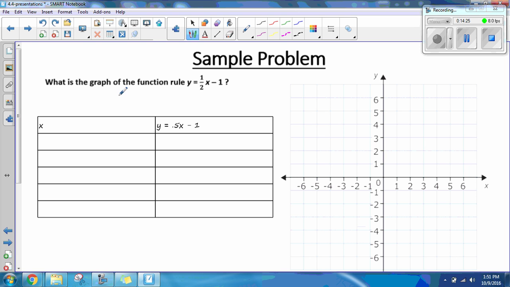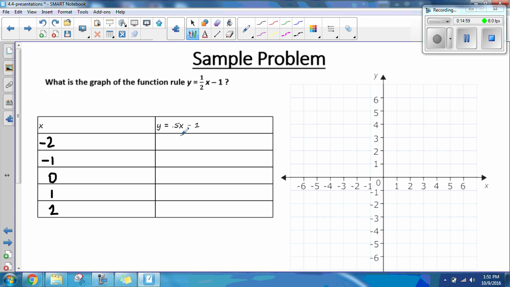Here's a sample problem. What is the graph of the function y equals 1/2 x minus 1? Again, we'll make our table, pick any values for x, so let's say -2, -1, 0, 1, and 2. We are going to assume that this is a continuous graph because it's not a real-world situation, and we are going to use all 4 quadrants, so we need to pick x values that are negative.